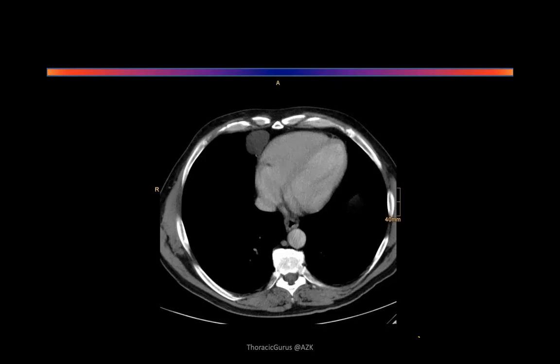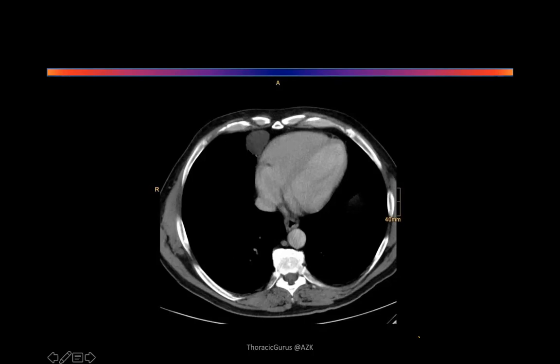Retrosternal thyroid, thymoma, lymphomas. It can be a teratoma also. Don't get into that conversation. This is a cystic component. It could be a thymic cyst. I agree with you. It could be a bronchogenic cyst. Possibly it could be a pericardial cyst. Those are the only things that are coming to my mind.